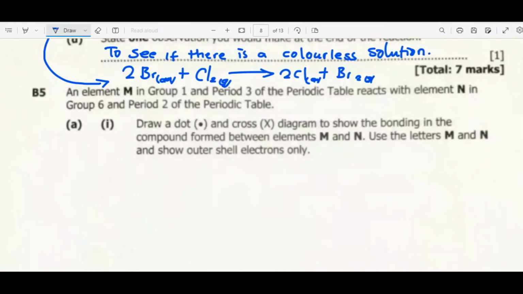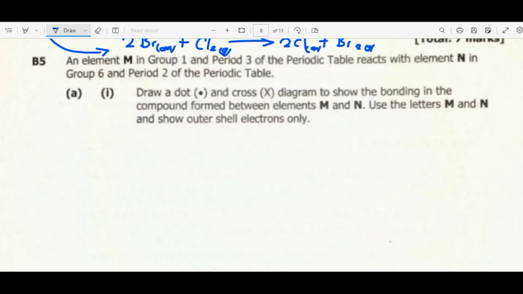We move on to question 5. Under question 5, we have an element M in group 1 and period 3 of the periodic table that reacts with element N in group 6 and period 2 of the periodic table. Roman number 1, draw a dot and cross diagram to show the bonding in the compound formed between elements M and N. Use the letters M and N and show the outer shell electrons only.